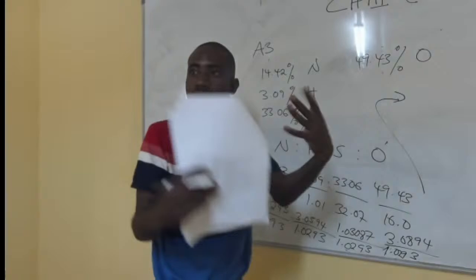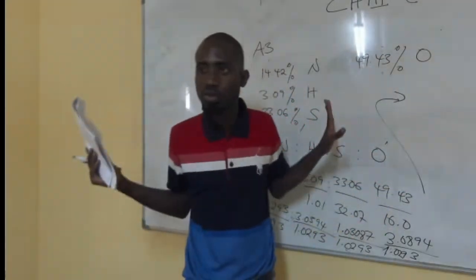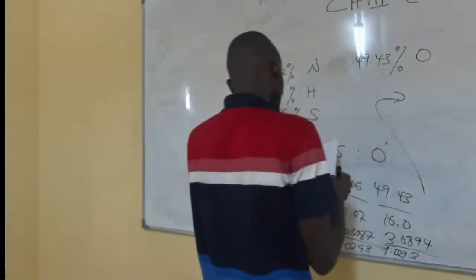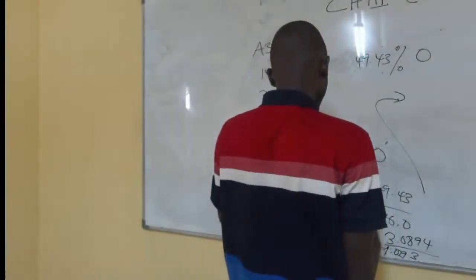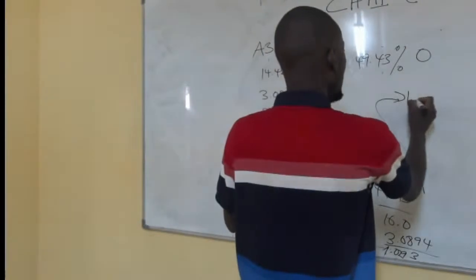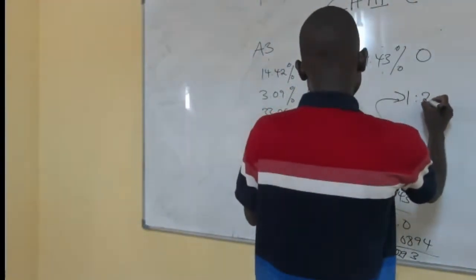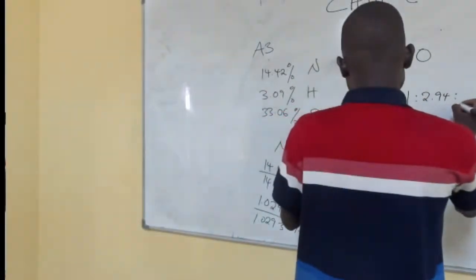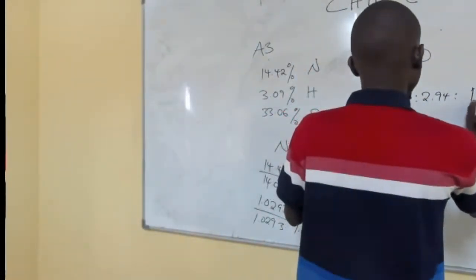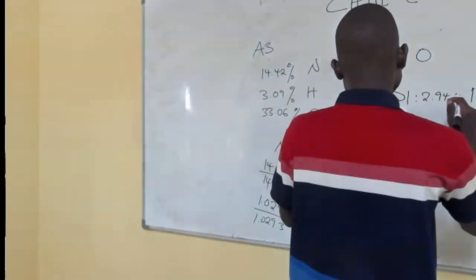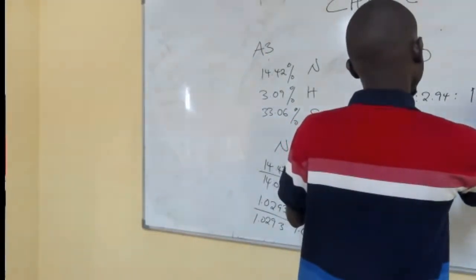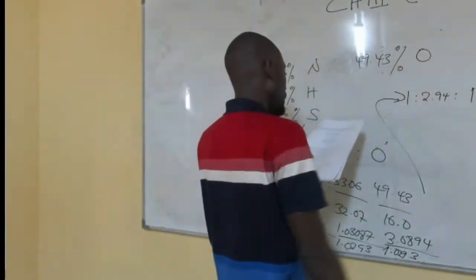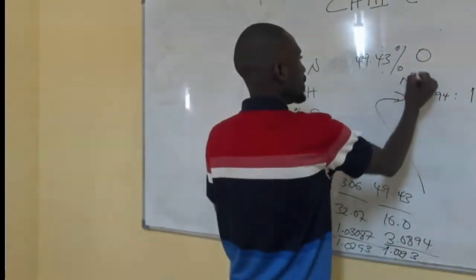So what you're going to do now is pick up the ratios. It's also about the ratios. So the ratios now will be 1, 2.94, okay, 1, then 3. So we have this one. Of course, this one is 3. So you have this representation.